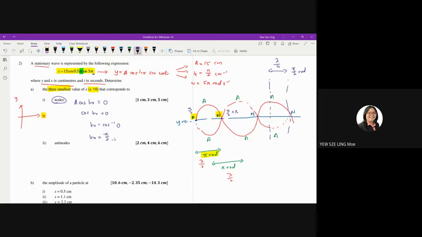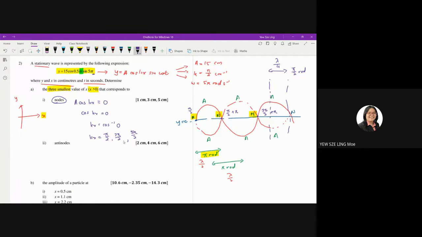Therefore, the second value here should be 3 pi over 2 radian. Okay, 3 pi over 2. And if you keep moving on, you look at the next node, the third node in my diagram. Exactly, good. So what happens here is now it becomes 3 pi over 2 plus pi. Therefore, like your friend said just now, you have 5 pi over 2.